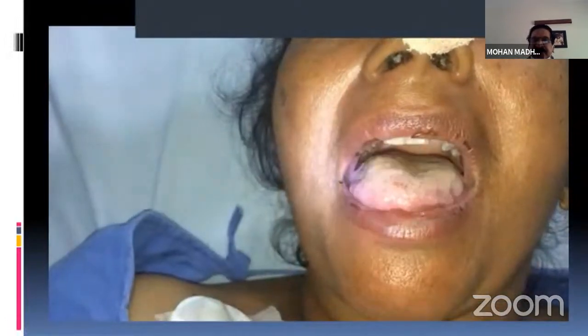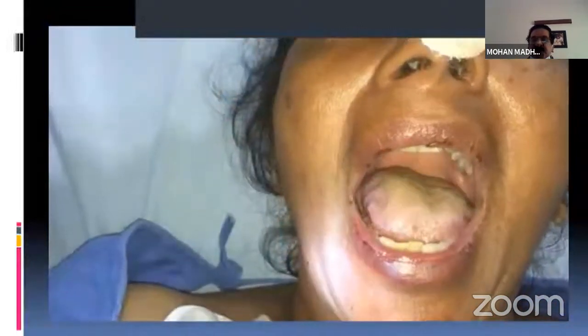No parietal movement. Look at the tongue. Tongue is deviated to the right side. It is deviated to the right side, but able to move the tongue towards the right side.